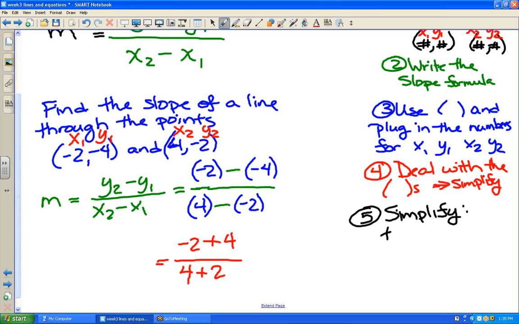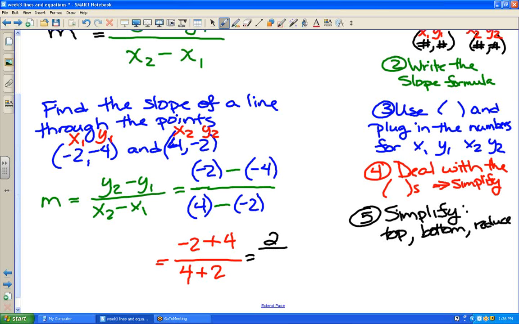And by simplifying, it's the top, then the bottom, then reduce. Okay, so thinking about the top, negative numbers, you've got to think of those again. They're not going away. So negative 2, it's like I went down 2 steps, and then I'm going plus 4, so I'm going up 4. I end up above ground, 2 steps above.